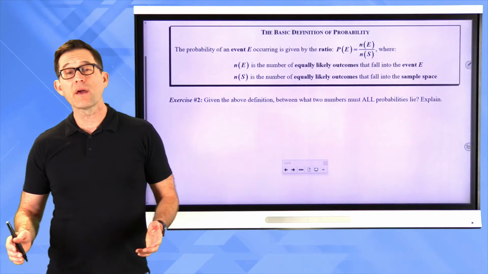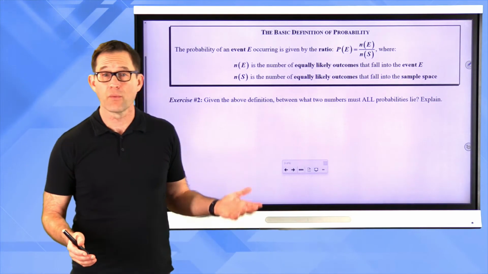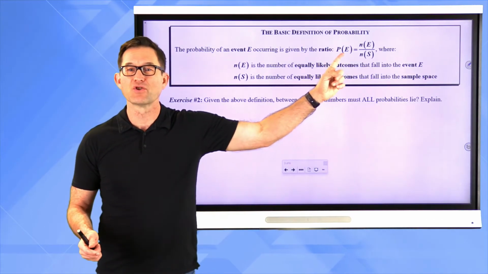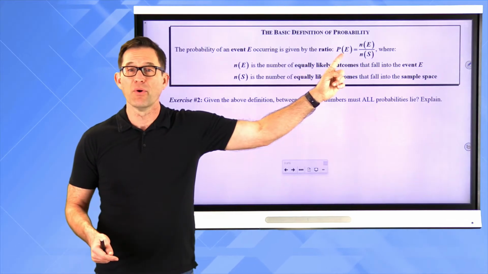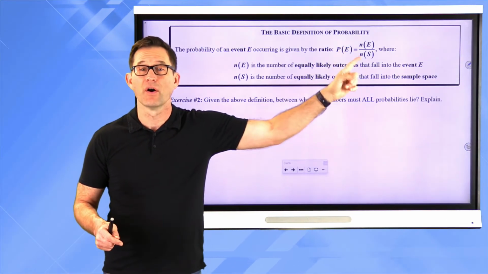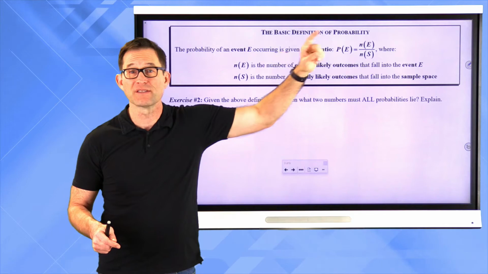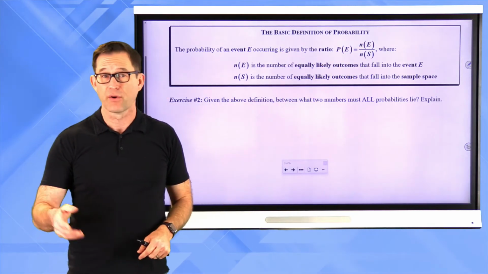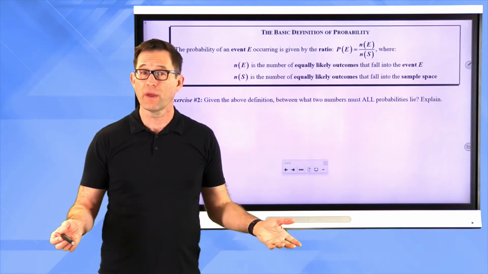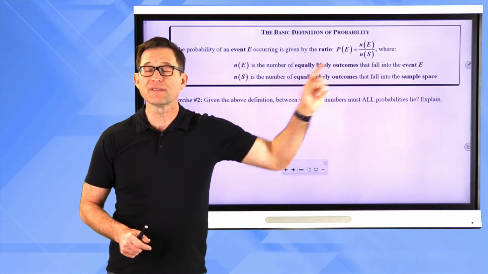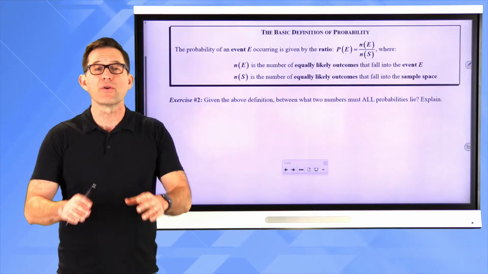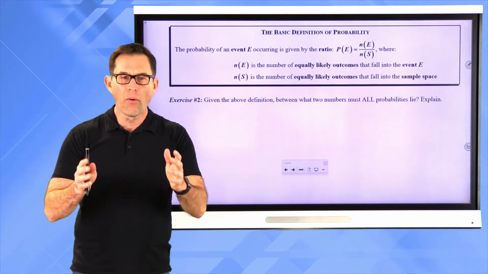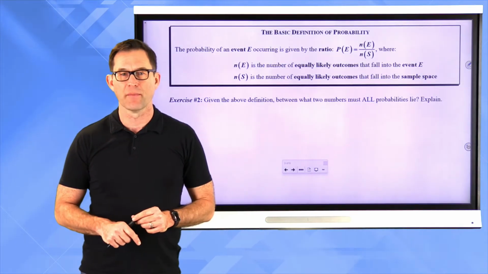Now again, notice how we use function notation here, and it really is function notation, right? The input to our probability function is the event E. The output is given by the ratio of two functions. You might call them the number functions. N of E is simply the number of equally likely outcomes in this experiment that fall into the event we care about. And N of S is the number of equally likely outcomes in the entire sample space. The sample space, remember, is all possible outcomes to the experiment.